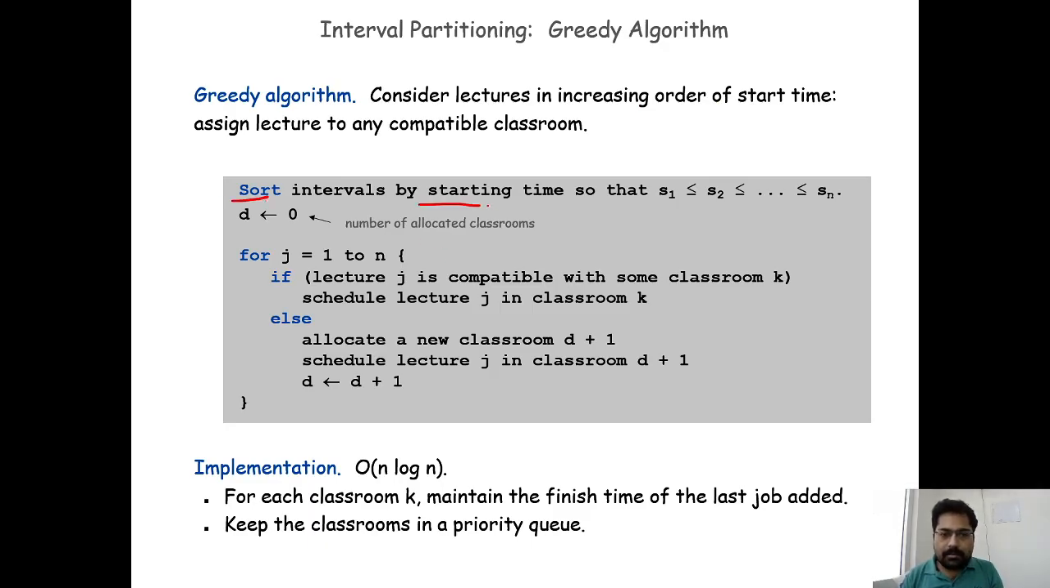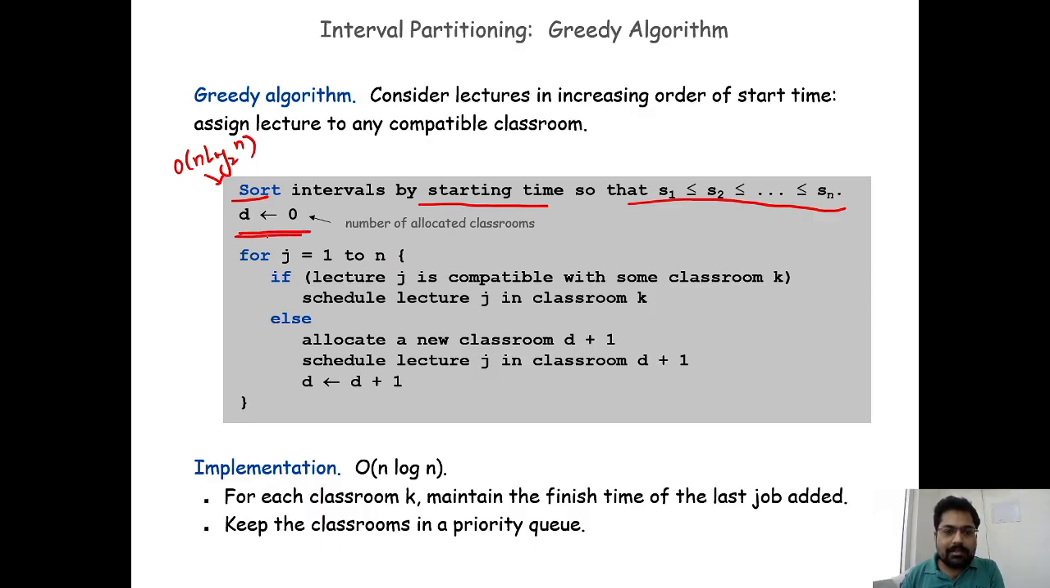Sort the intervals by starting time. First, we sort by starting time, and sorting will take big O of n log n. Let us say we are using heap sort. Other sorting algorithms that we read until now definitely give us n squared, like insertion sort, bubble sort, selection sort. But recently we discussed how heap sort works, so in this case we got n log n as the time complexity.